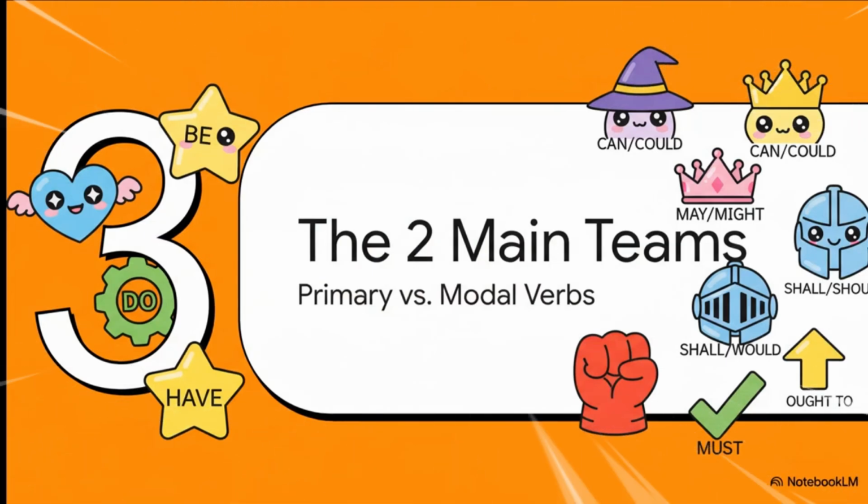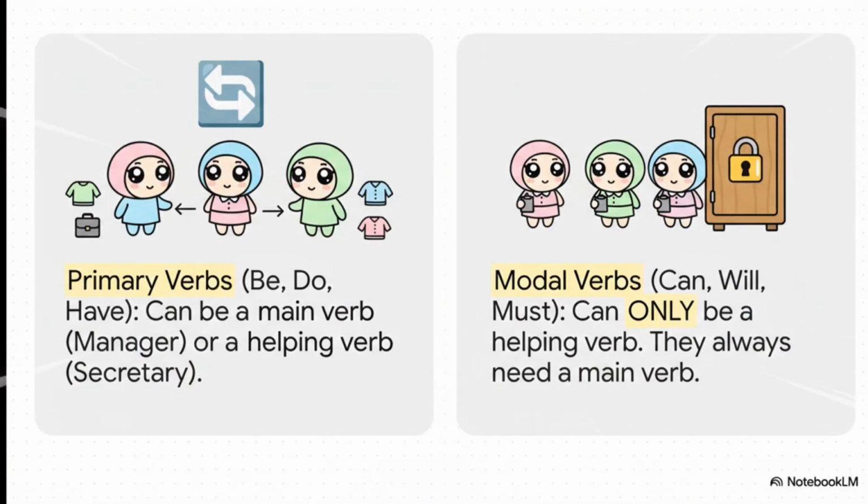Okay, so here's where it gets interesting. These little heroes don't all do the same thing. They're actually split into 2 main teams, and each team has its own special set of skills. Let's go meet them. And this right here, this is probably the biggest difference you need to know between the two. On one side, you have the primary verbs, be, do, and have.